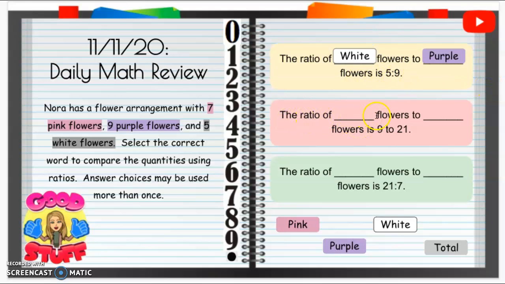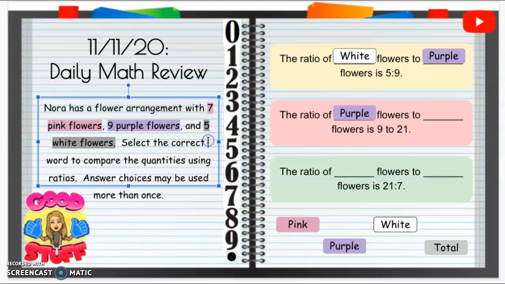Next one, the ratio of blank flowers to blank flowers is 9 to 21. So 9, we know that, there's 9 purple flowers. So the first one's going to be purple. So we have purple flowers to 21. Well, I know 7, that's not 21. 9, that's not 21. 5, that's not 21.